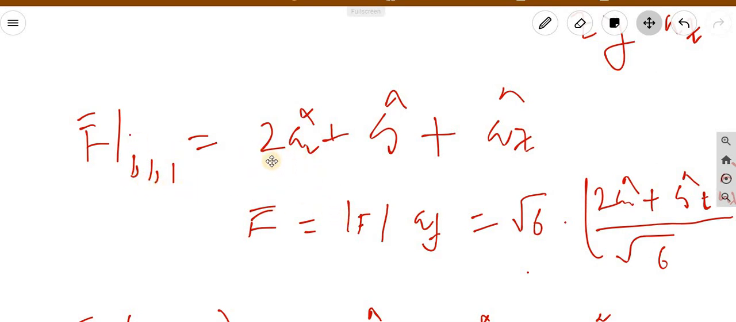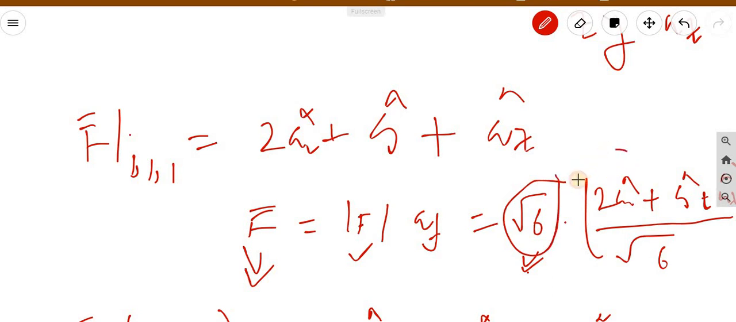What is the value of this? It is 2x plus ay plus az. That means at that particular point the magnitude is under root 6, and this is the direction. Clear? Now see that here the magnitude is under root 6 and the direction is different.